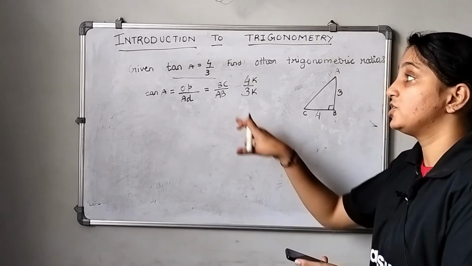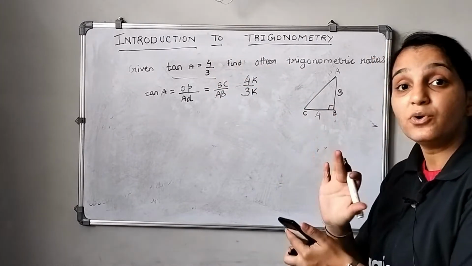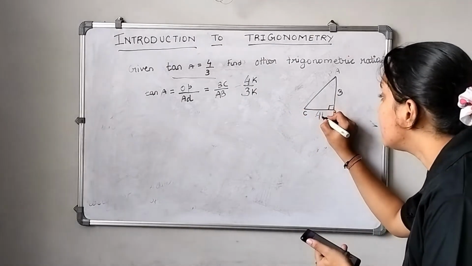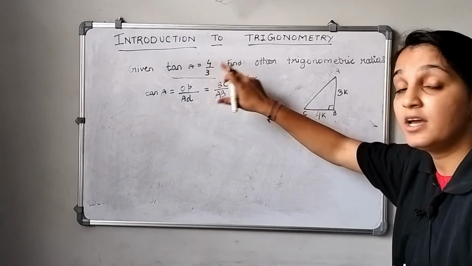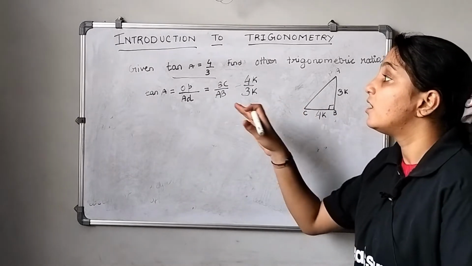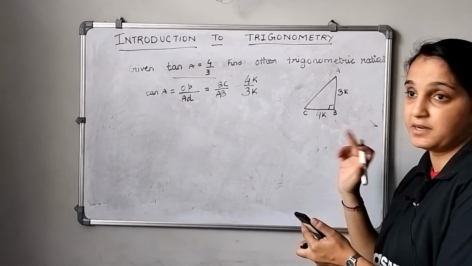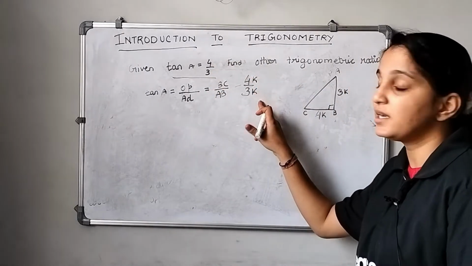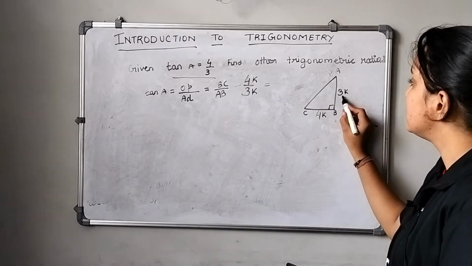Why? Because in the question we have only been given 4 upon 3. This is the ratio. We don't know the exact value of BC and AB, so we take a constant which is K. When a ratio is given, we always take 3K or 4K. And when it is told that BC side is 25 centimeter, then you can take 25 centimeter. But here only the ratio is given, so you have to take K. Then BC is my 4K, this is my 3K.